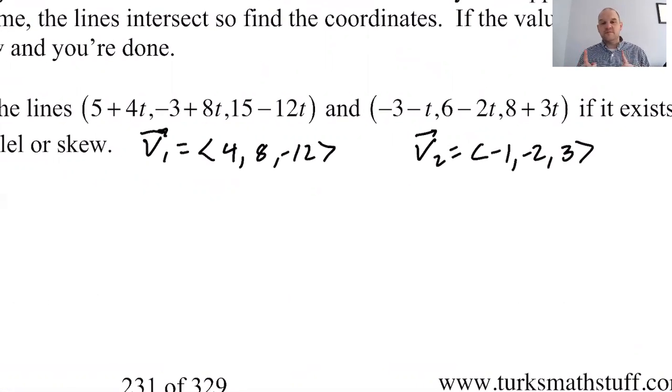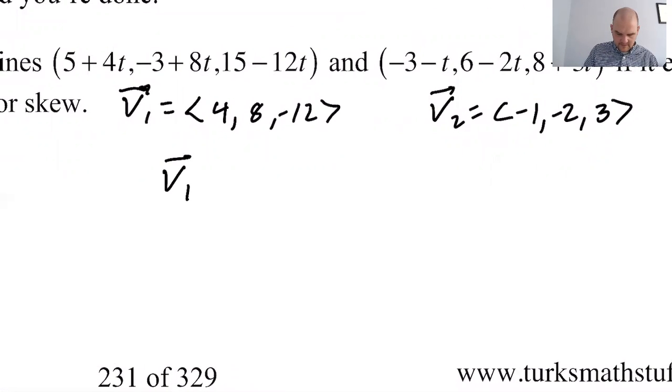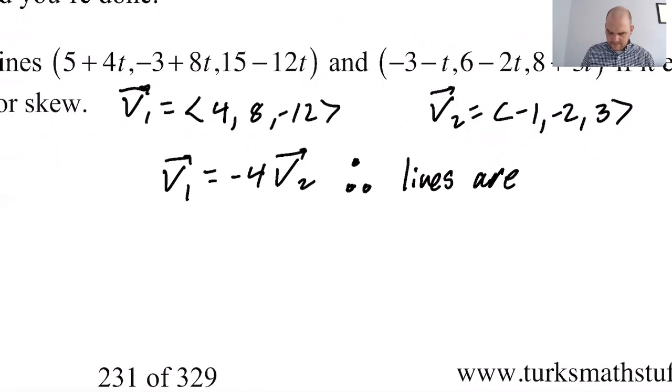Okay, so look at corresponding components. 4 divided by negative 1 is negative 4. 8 divided by negative 2 is negative 4. Negative 12 divided by 3 is negative 4. So I divided corresponding components and got negative 4 every time. It turns out that V1 is just negative 4 times V2, and you can confirm that by multiplying it through. Therefore, the direction vectors are parallel. The lines are parallel.